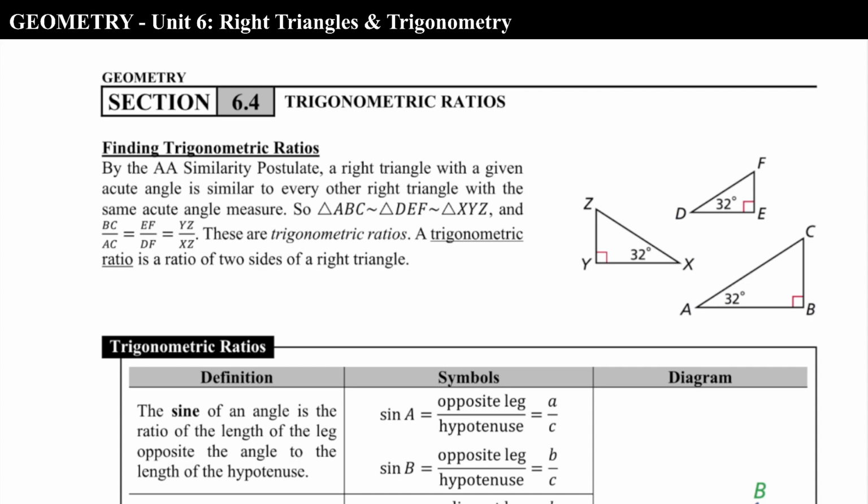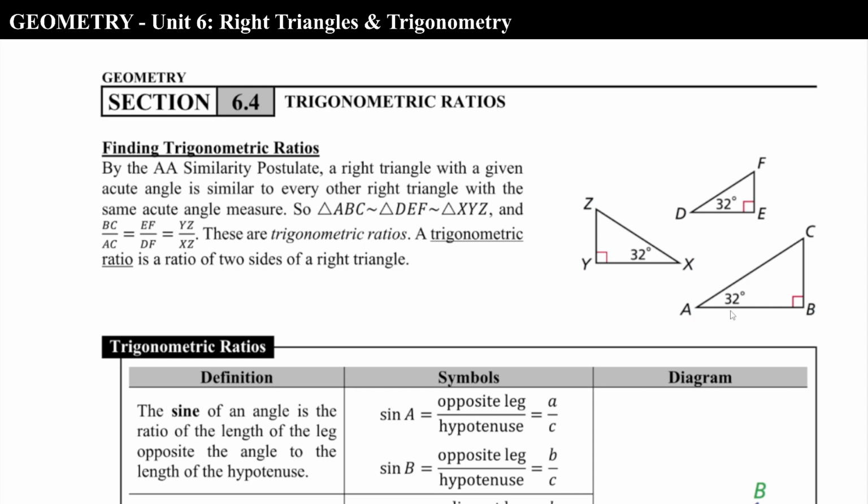Do not let the word trigonometry scare you, because trigonometry is not as hard as you think it's going to be. So let's just talk about what trigonometric ratios are. We're talking about similar right triangles, because the angles are the same in the right triangles. We have 90-degree angles here, those are all the same, and a 32-degree angle in all of these. So that makes all of these triangles similar.